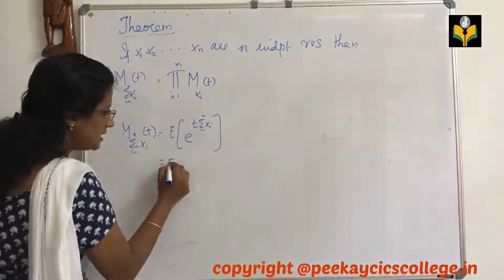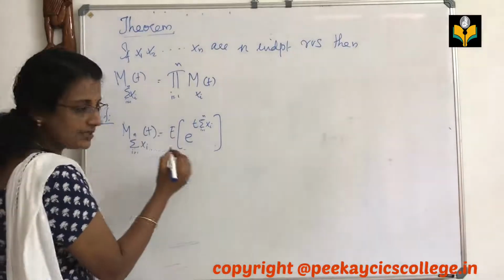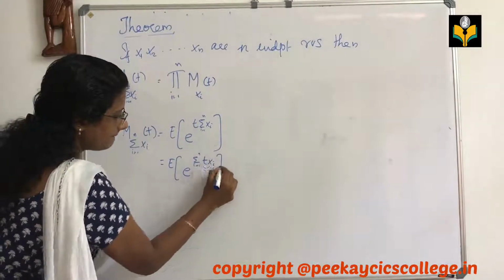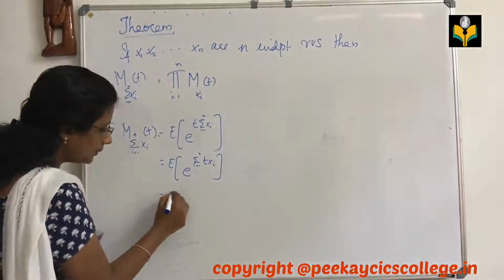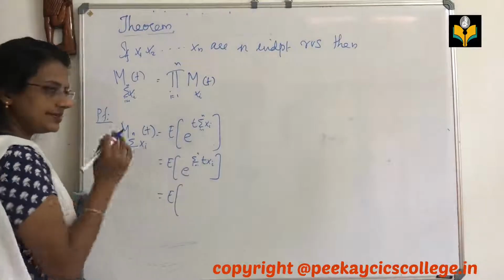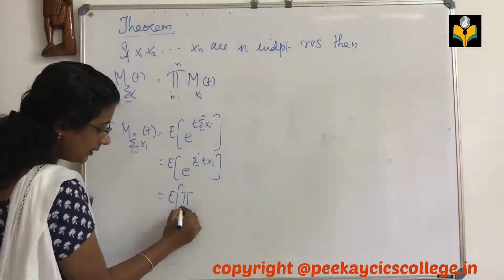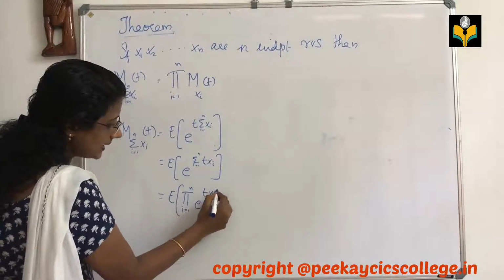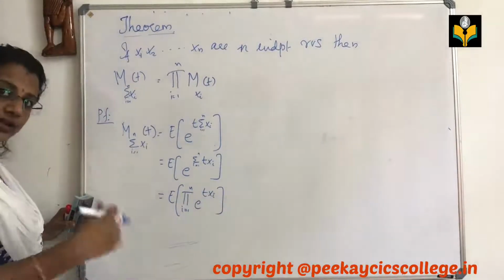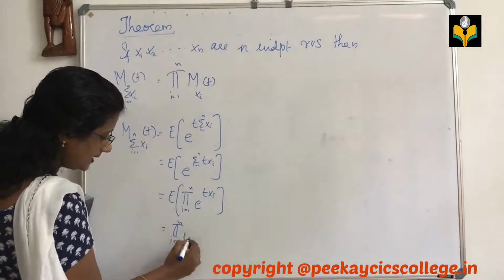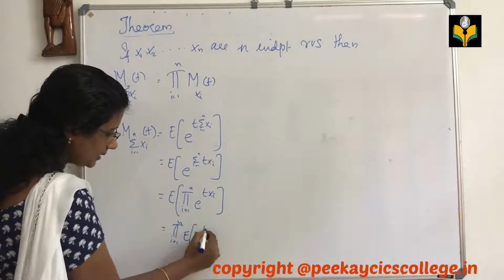Expectation of e raised to summation i from 1 to n t x_i, the summation can be taken outside, equal to expectation of the product. Since x1, x2, ..., xn are independent, we can write this as a product i from 1 to n of e raised to t x_i. Clear? The product can be taken outside: product i from 1 to n of expectation of e raised to t x_i.